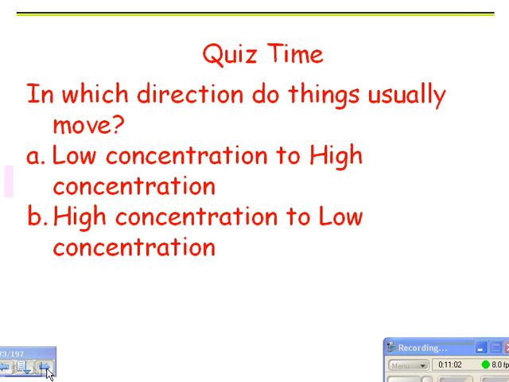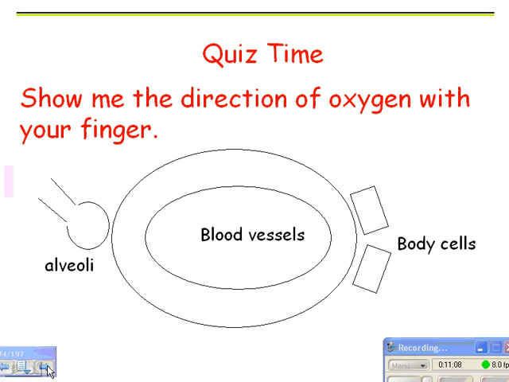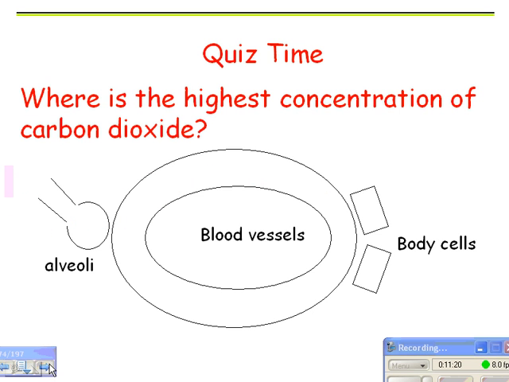In which direction do things usually move? It depends if you're in a plane. Okay, sorry. Low to high or high to low concentration? High to low. Yeah, good. But then it's not high anymore. Show me the direction of oxygen with your finger. Oh, okay. So, yeah, he's helpful, isn't he? Depending on which way this blood is flowing. All right. Oops, I guess I do that for you.